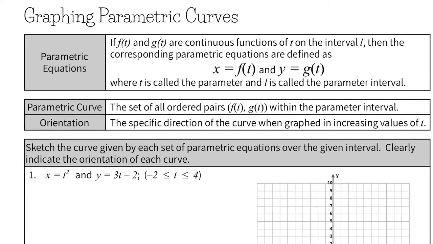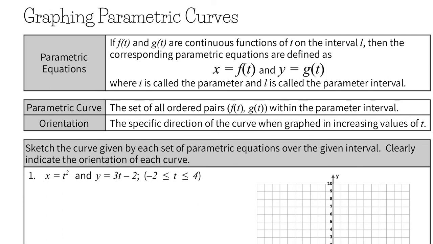So if f of t and g of t are continuous functions of t on the interval I, then the corresponding parametric equations are defined as x equals f of t and y equals g of t, where t is called the parameter and I is the parameter interval.